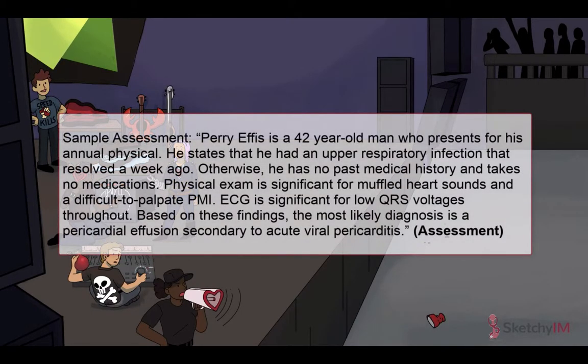Perry Effis is a 42-year-old man who presents for his annual physical. He states that he had an upper respiratory infection that resolved a week ago. Otherwise, he has no past medical history and takes no medications. Physical exam is significant for muffled heart sounds and a difficult to palpate PMI. ECG is significant for low QRS voltages throughout. Based on these findings, the most likely diagnosis is a pericardial effusion secondary to acute viral pericarditis.